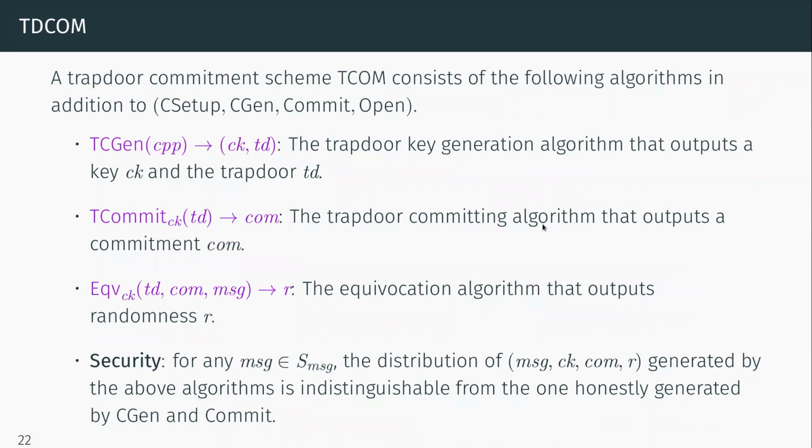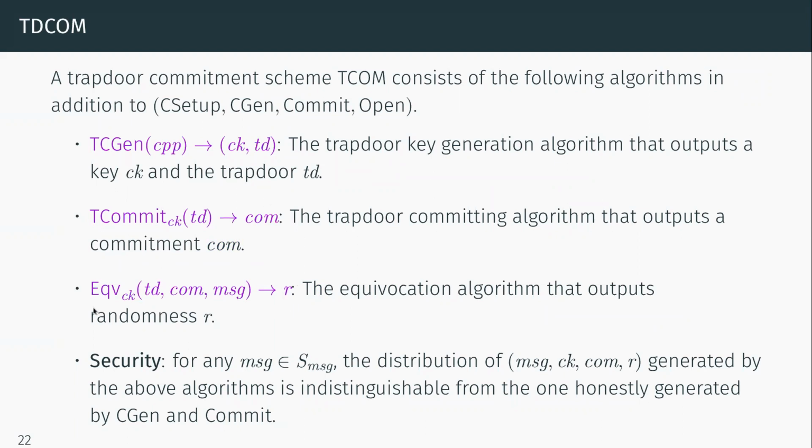So, a bit more formal syntax. Trapdoor commitment, on top of the normal algorithms for commitment, needs additional algorithms. Again, you need a trapdoor commitment key generation that outputs CK and TD, and also a trapdoor committing algorithm. This outputs some commitment which looks like the real commitment.